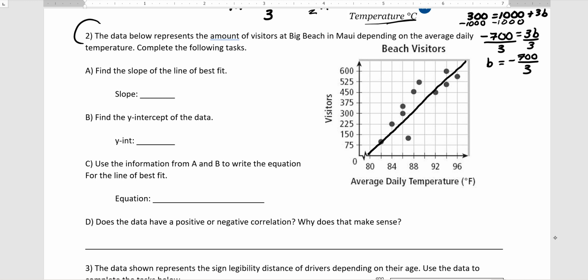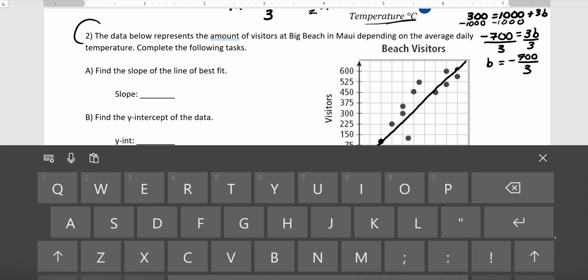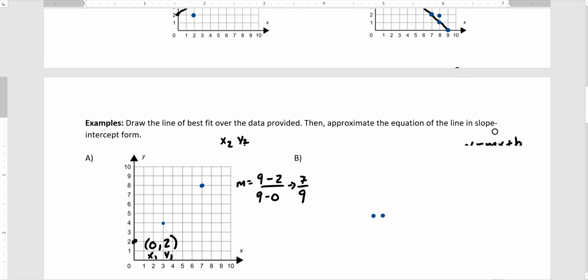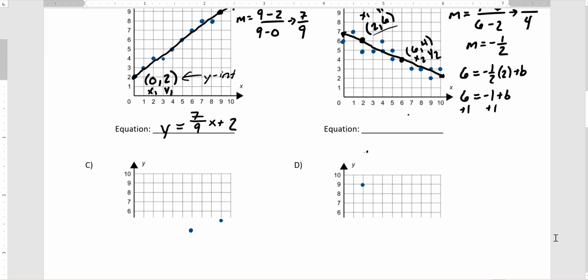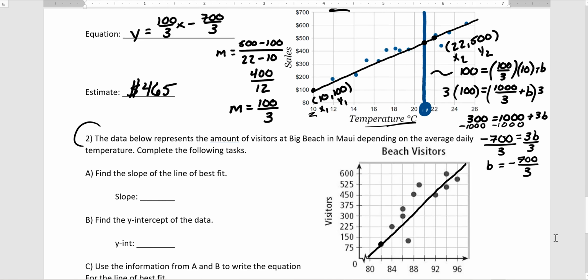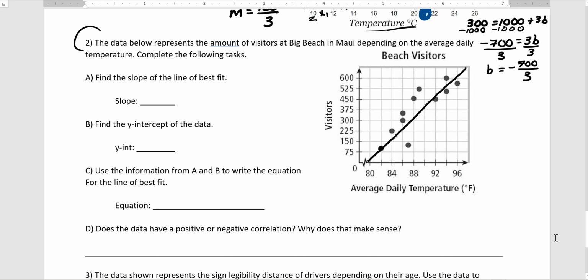Notice it goes pretty much right through this point. Let's see here. It also goes almost right through that point. I don't know what just happened there. That scared me. All right, let's try that again. Sorry. It goes about right through this point here. That would be 96, 600.